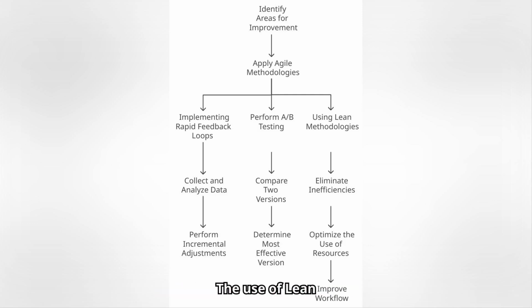The use of lean methodologies to eliminate inefficiencies. Identify and eliminate waste in automated processes to optimize the use of resources. An example might be reducing lead time in an automated supply chain. The benefit obtained is improved workflow and increased operational efficiency.